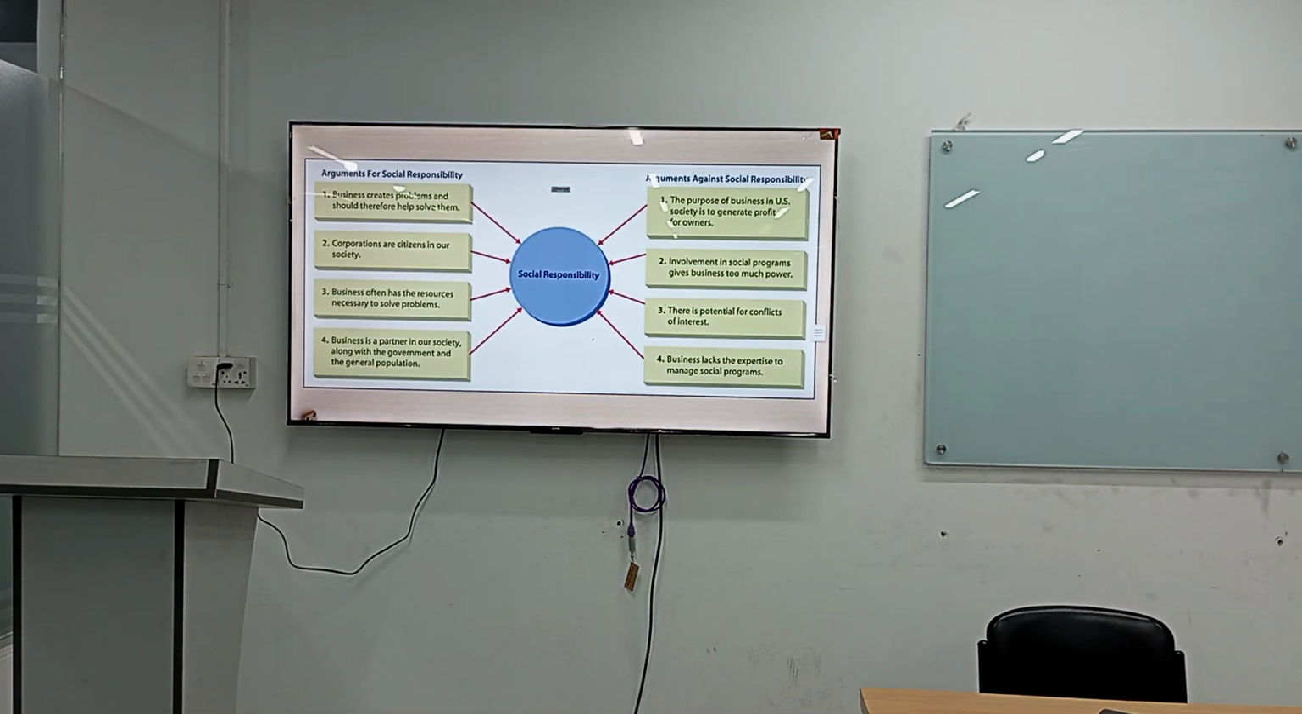Argument for social responsibility: Business creates problems, so it should therefore help to solve them. Corporations are citizens in our country. If they are citizens, they have duties to society, they have to follow those duties. Business often has the resources necessary to solve problems. Business is a partner in our society along with the government and general population. Against: the purpose of business in US society is to generate profit for owners.